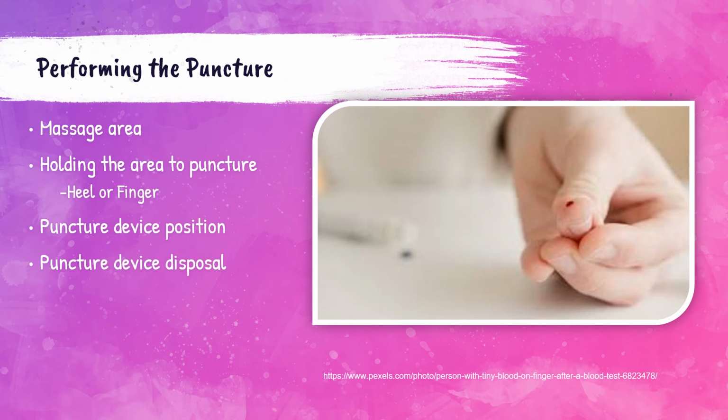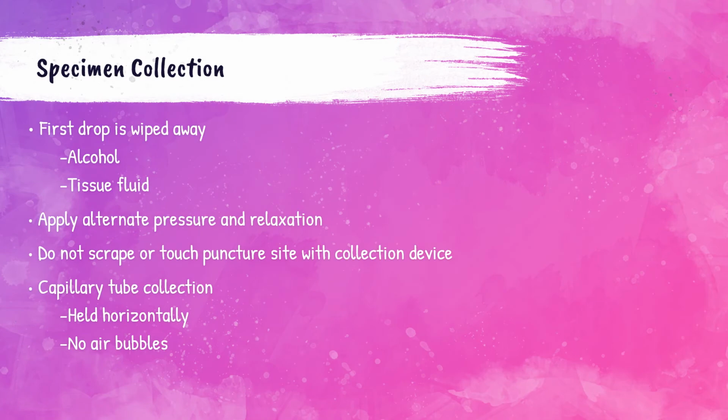After the heel or finger has been warmed and cleansed with an alcohol wipe, the next step is to massage the area, hold the area, puncture it, and then dispose of the lancet in a sharps container. The first drop of blood can be contaminated with alcohol or tissue fluid. Because of this, the first drop of blood should not be used for testing and should be wiped away. The phlebotomist should alternate between pressure and relaxation on the heel or finger. They should not scrape or touch the puncture site with a collection device.